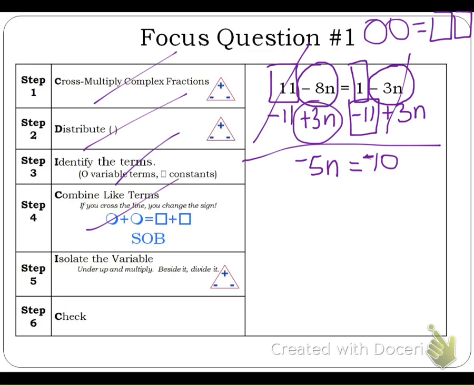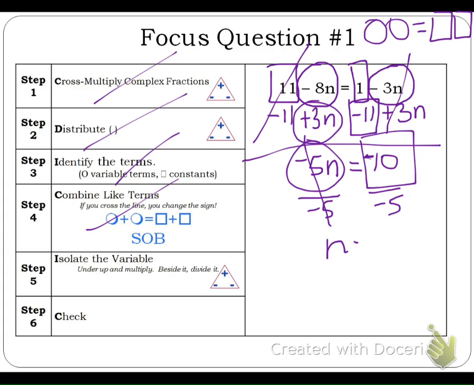Now I need to isolate my variable from its coefficient. See, I've got just one circle, one square. I have a negative 5 that's beside my n, so what do I have to do? If it's beside it, I have to divide it. Divide by negative 5. Don't draw your line all the way across, and make sure that you keep the sign. That's a negative 5, so I divide by negative 5. It's not changing the sign, because I'm not combining like terms, I'm isolating.